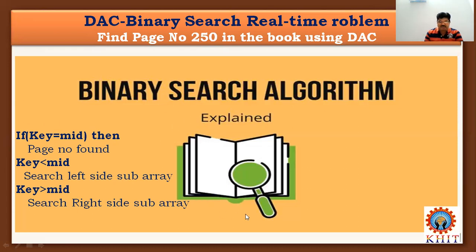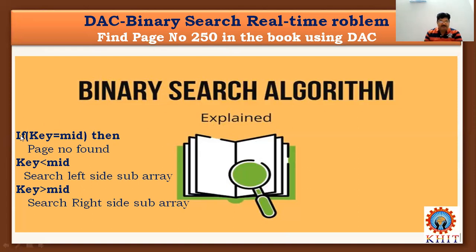The textbook size is 500. The middle page is first page plus last page divided by 2. First page is 0 plus last page 500, divided by 2. We'll get the answer 250.